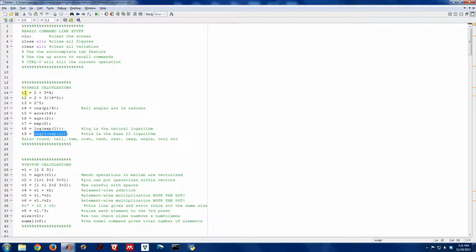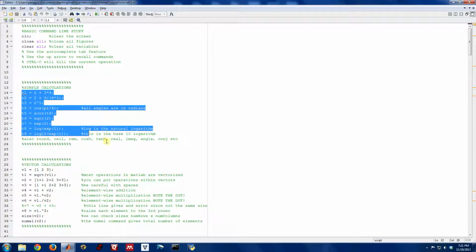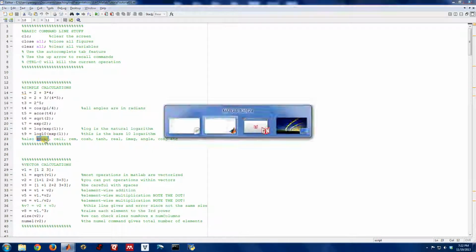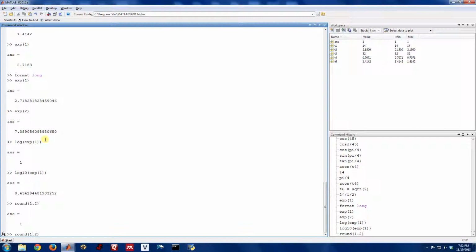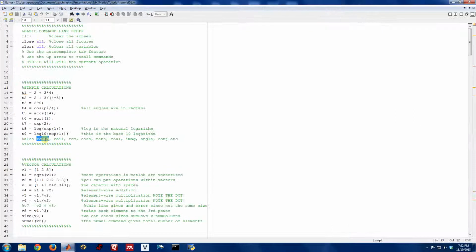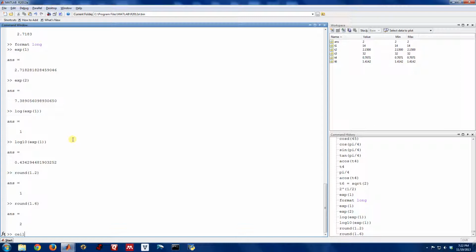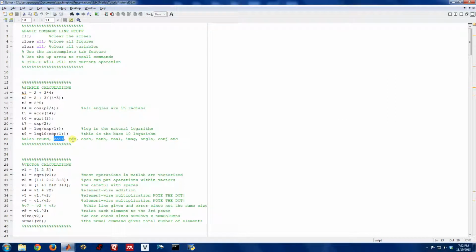And there are tons of other functions. These are just some of the common ones you might use. There's also a round function, so if I want to have a number and round it to the nearest integer, I might do something like that. Use the round command. The ceiling command always rounds up, so the ceiling of 1.1 is 2, the ceiling of 1.0001 is 2, because it takes us to the nearest integer always up. Remainder gives us the remainder of a division operation. Cosh is the hyperbolic cosine. Tan h is the hyperbolic tangent.